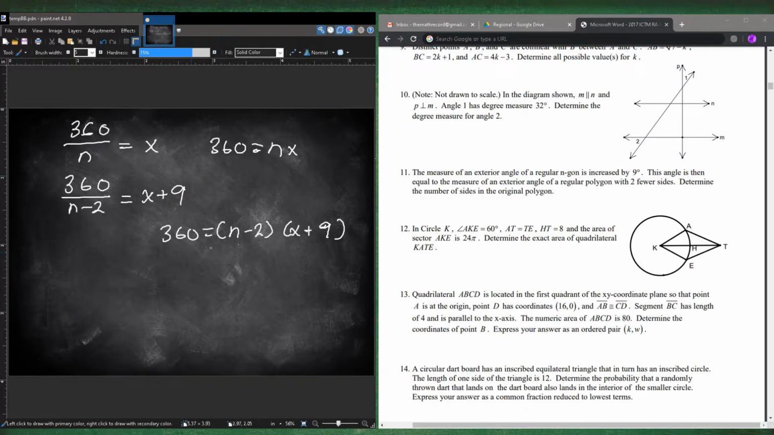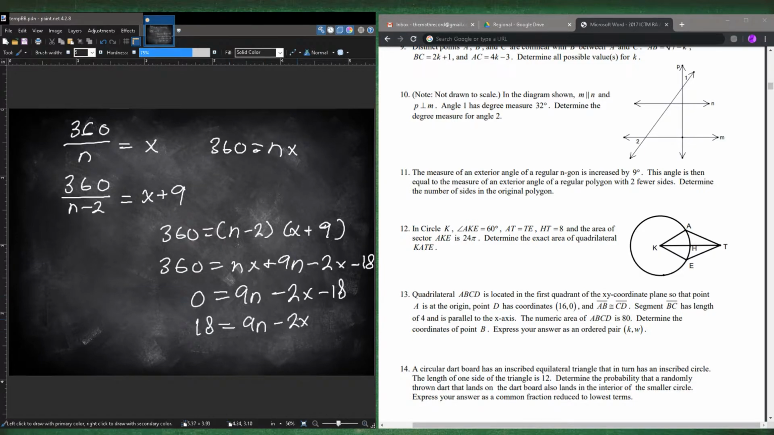Okay. So simplifying that out, we have 360 is equal to n times x, which is nx, plus 9n minus 2x minus 18. Okay, we know nx is 360. So 360 minus 360 is 0, right? So 0 is equal to 9n minus 2x minus 18, right? So you can move 18 to the side. So 18 is equal to 9n minus 2x. So we know this has to be true.